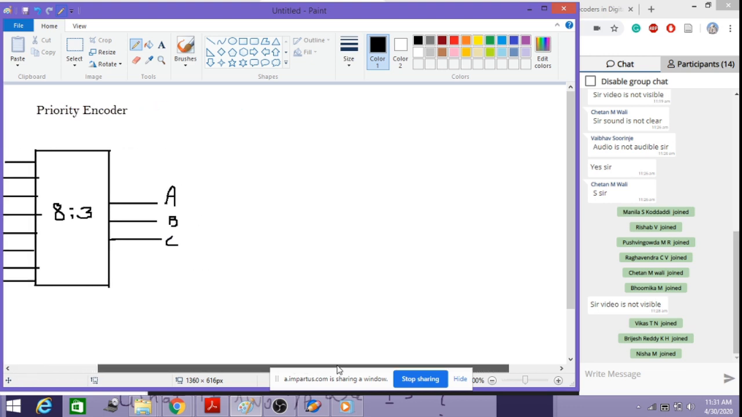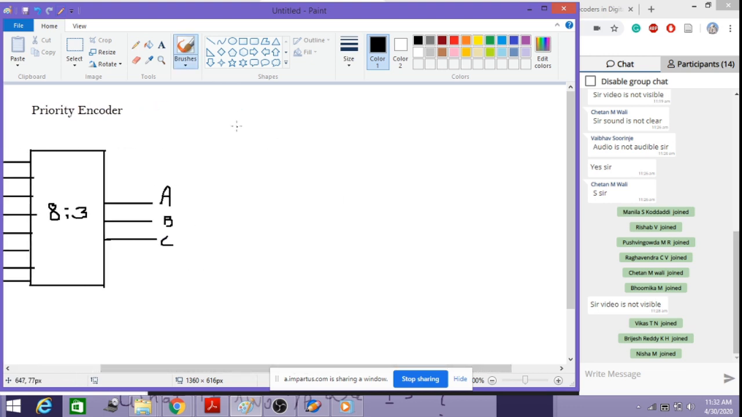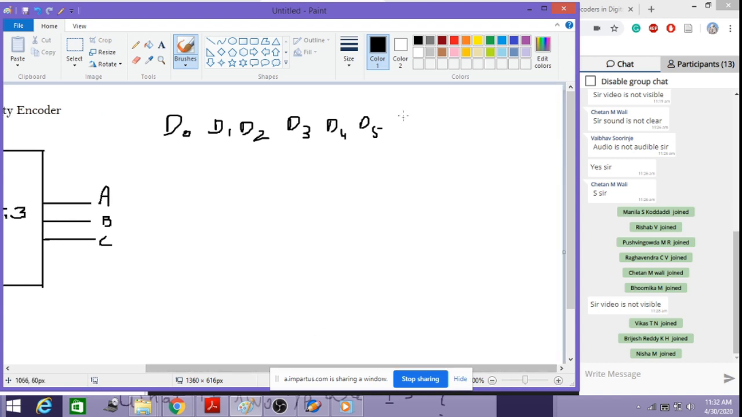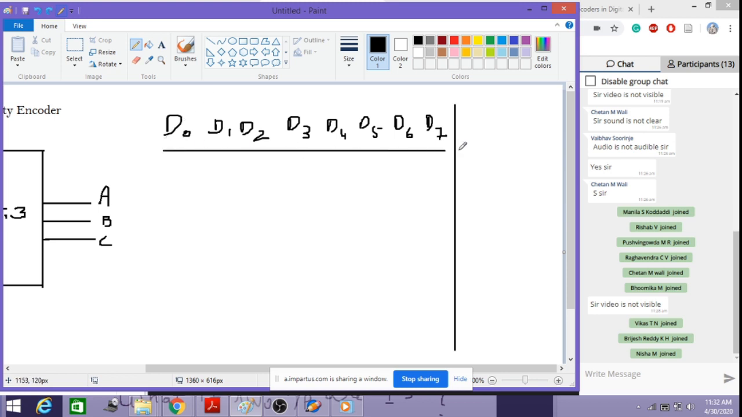So now let us see this truth table. If we look into this truth table here, the inputs remain the same, that is D0, D1, D2, D3, D4, D5, then D6 and D7. Then my outputs are again the same. That is A, B and C, not A, B, C, D, it is A, B, C.